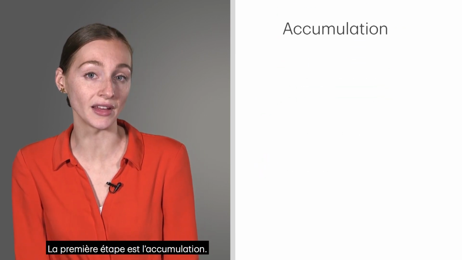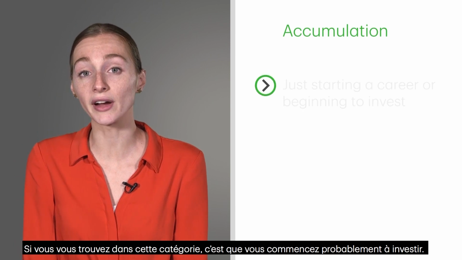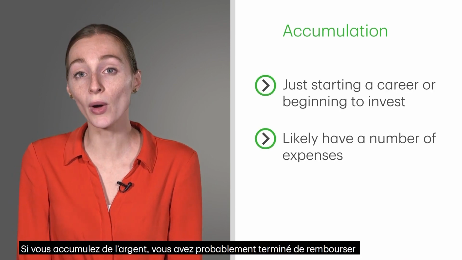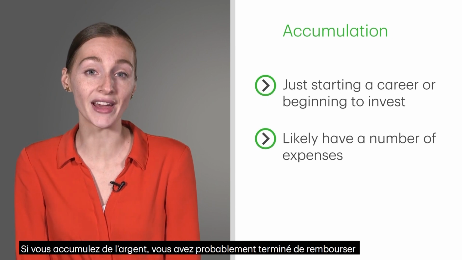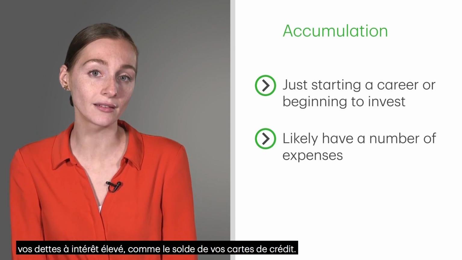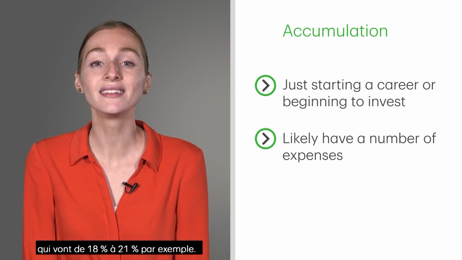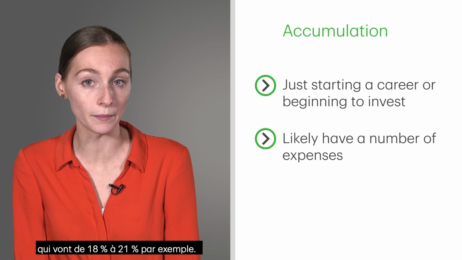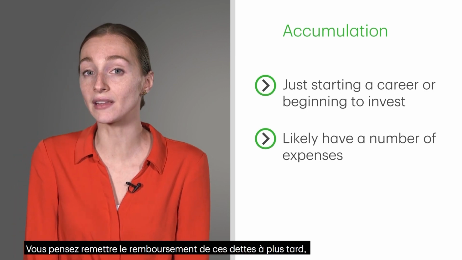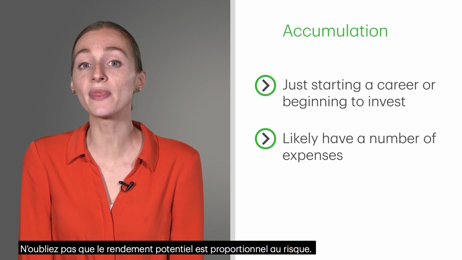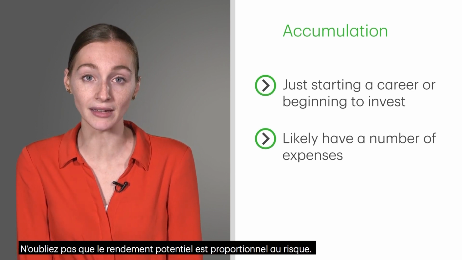Accumulation is the earliest phase. If you fall into this category, then you may have recently started investing. If you are accumulating wealth, you would have likely paid off any high-interest debt, like credit cards. This is because credit cards typically have high interest rates, such as 18 to 21%. If you're putting off paying this type of debt with the hopes of making greater returns with investing, bear in mind that greater returns might mean higher risk.